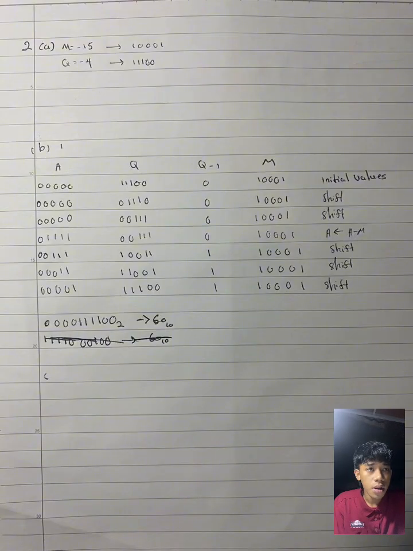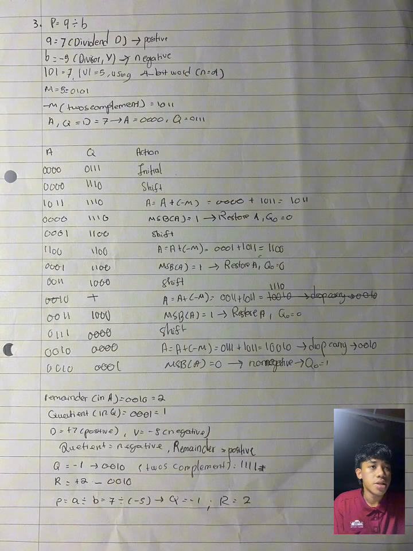And then for question 3, the restoring division algorithm. For this question, divide A equals 7 by B equals negative 5 using a 4-bit word and the restoring division algorithm. From my lecture notes, I also did research, where the restoring division algorithm works on the magnitude of the numbers. So the sign is handled separately at the end.